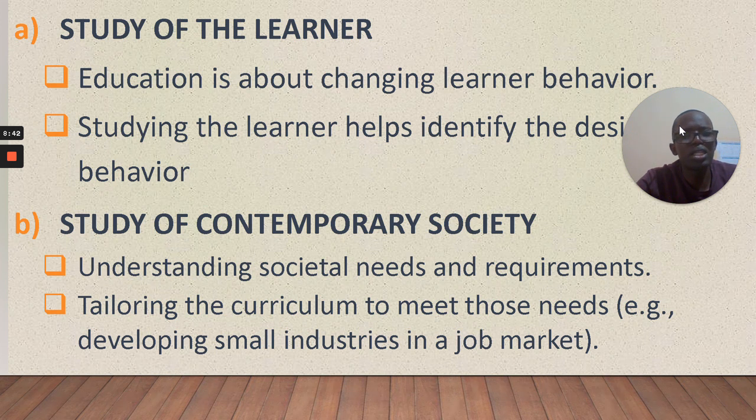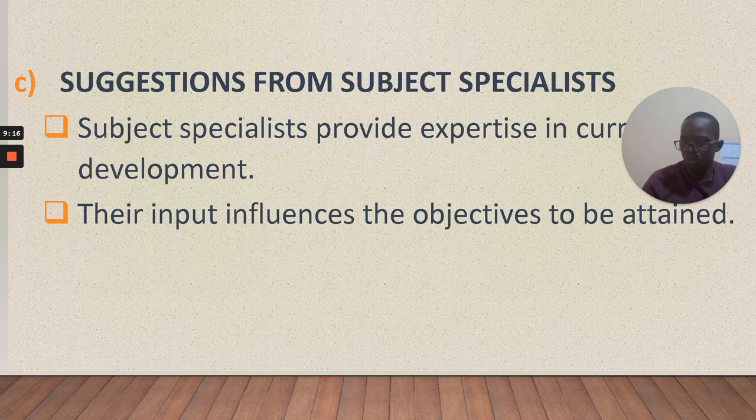Number two, study the contemporary society, understanding societal needs and requirements. In the framework of this society, what are the needs? What are the requirements? What are we aiming to achieve from the society? And tailoring the curriculum to meet those needs, for example, developing small industries in the job market. So we get to know our number one source is the learner, number two is the society, then we get to see the third source.